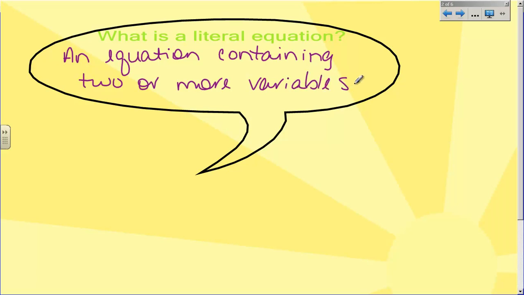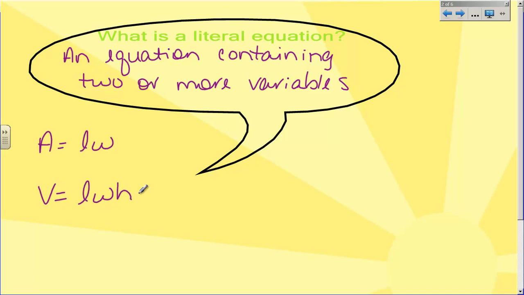You've seen literal equations before, although normally you probably call them a formula. Like the area formula for a rectangle is length times width. It has two variables, length and width, because they could both change. The volume formula for a prism is length times width times height. You call them formulas. Now we're going to call them literal equations. It means the same thing. It's just an equation that has two or more variables in it.